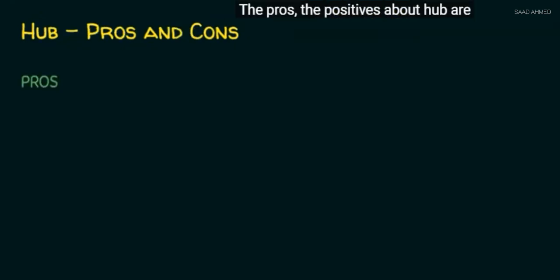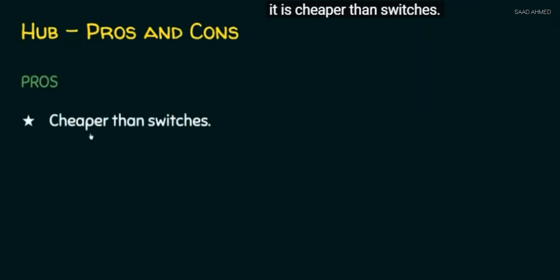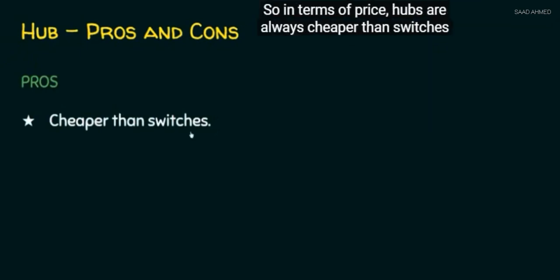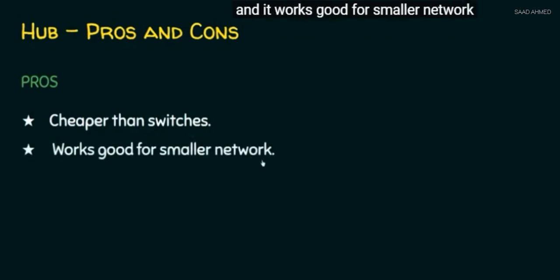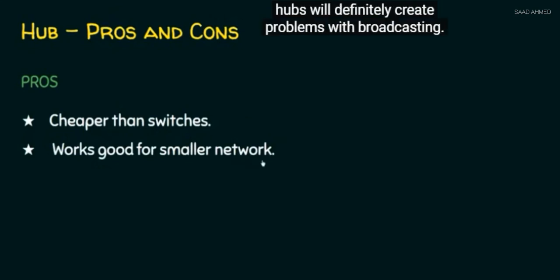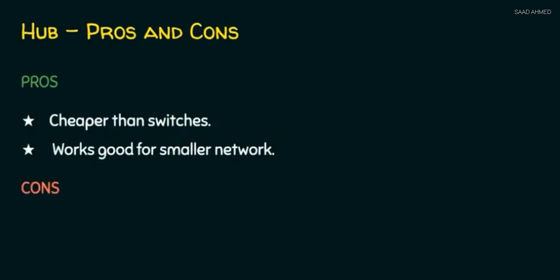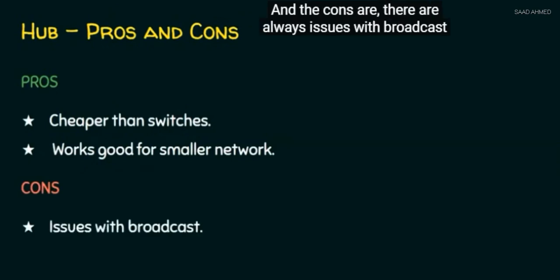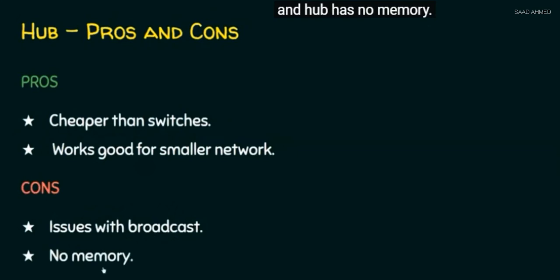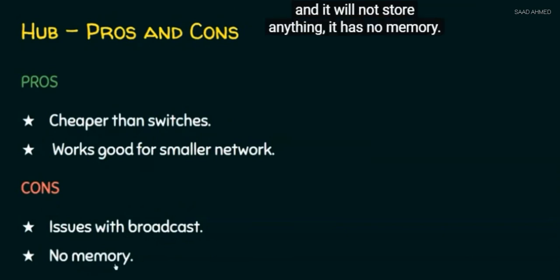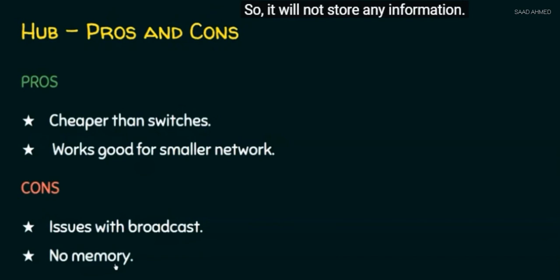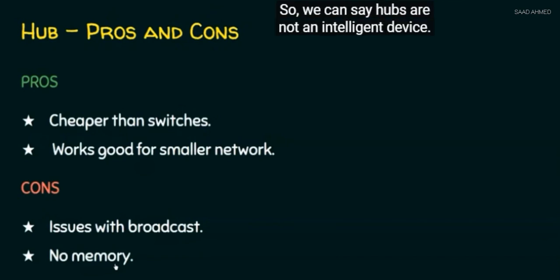The positive about hubs is that they are cheaper than switches. In terms of price, hubs are always cheaper than switches, and they work well for smaller networks, definitely. When it comes to big networks, hubs definitely create problems with broadcasting. The cons, the drawbacks: issues with the broadcast, as I just said, and also it has no memory, so it's not an intelligent device. It forwards all it receives at one port and broadcasts it to the remaining ports, and does not store any data information, so we can say it's not an intelligent device.